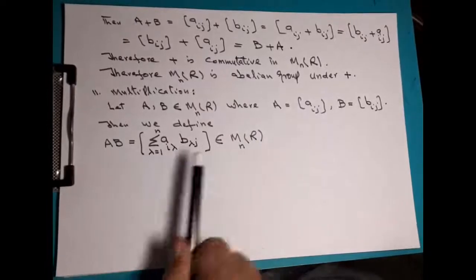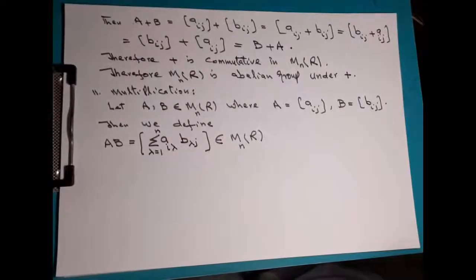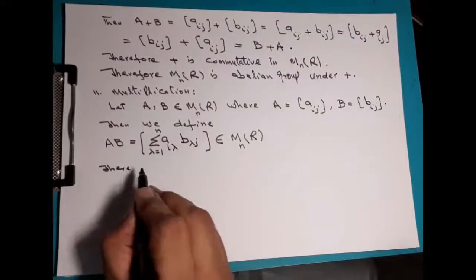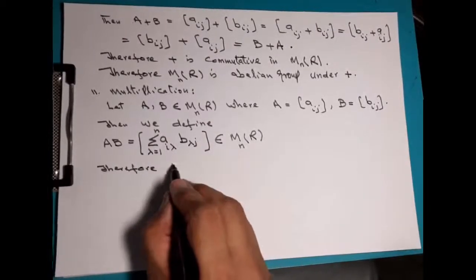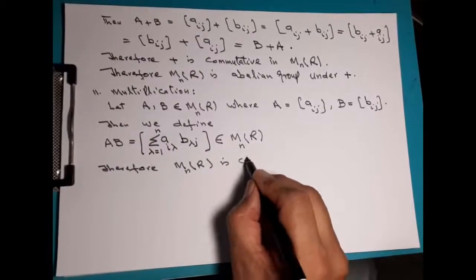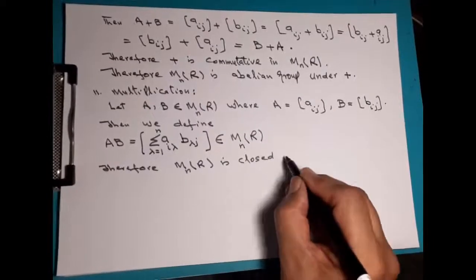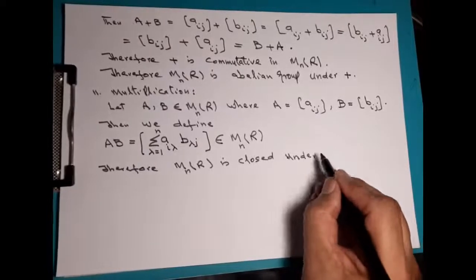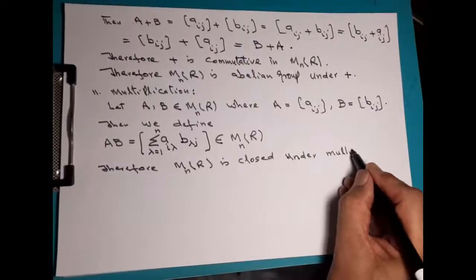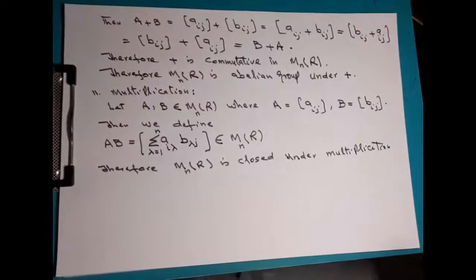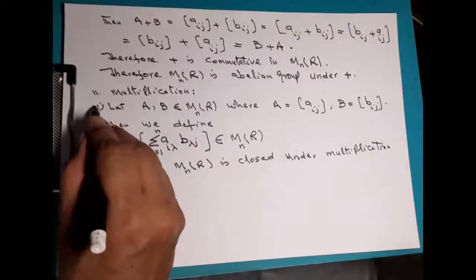In fact, this is the definition you have studied at your intermediate and then at your BSc as well. So therefore, M_n(R) is closed under multiplication. We have defined closed under multiplication. So this was multiplication is closed.